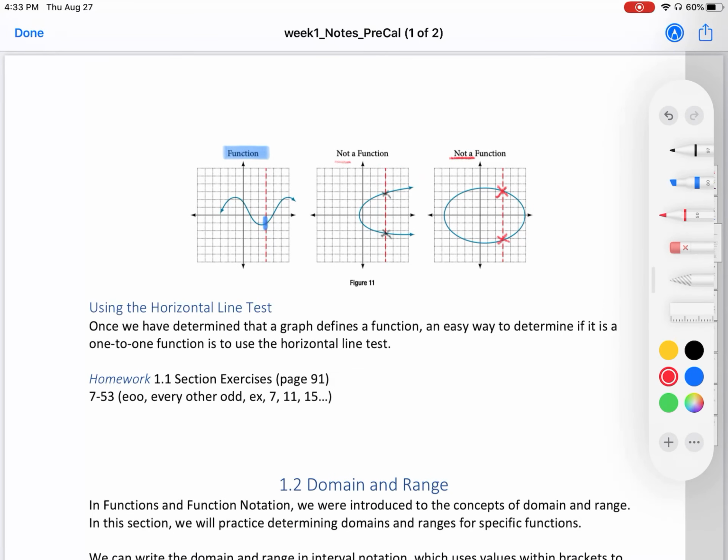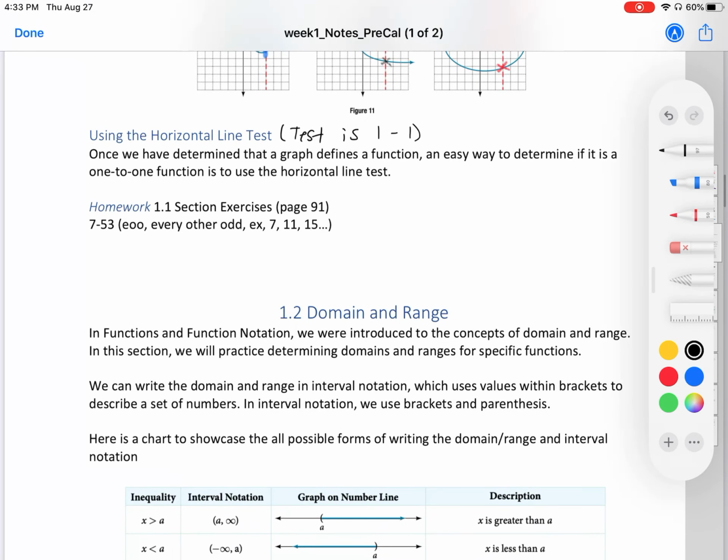Now, a horizontal line test, this is to test if a function is one-to-one. We have determined that a graph defines a function. Once we have determined that a graph defines a function, an easy way to determine if it's a one-to-one function is a horizontal line test. And the same idea applies. It should only cross once. If it crosses more than once, then it's not one-to-one.